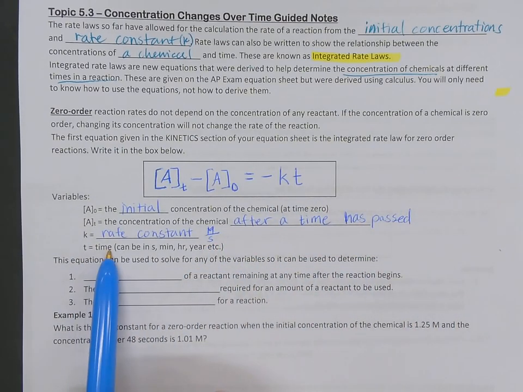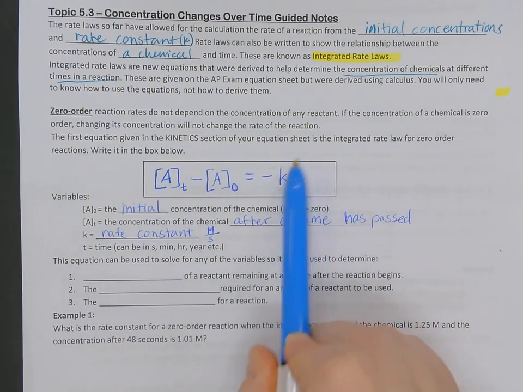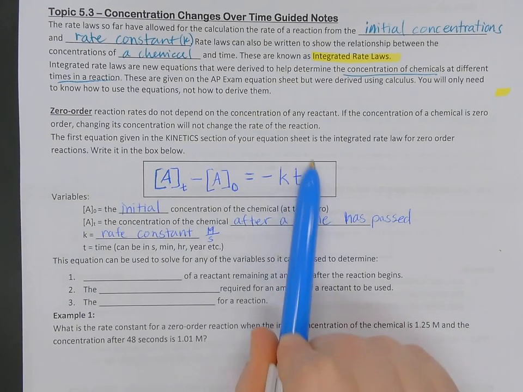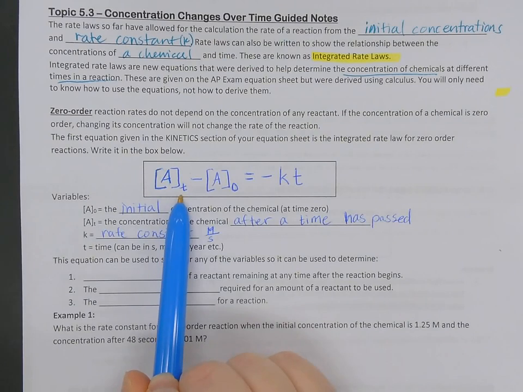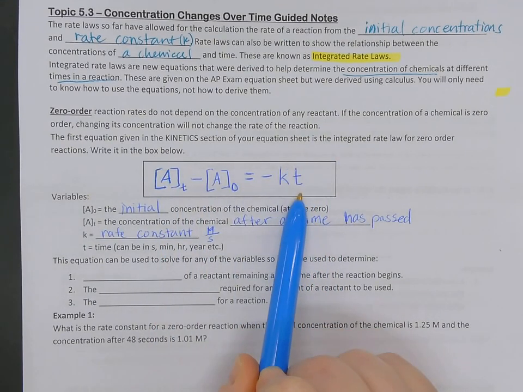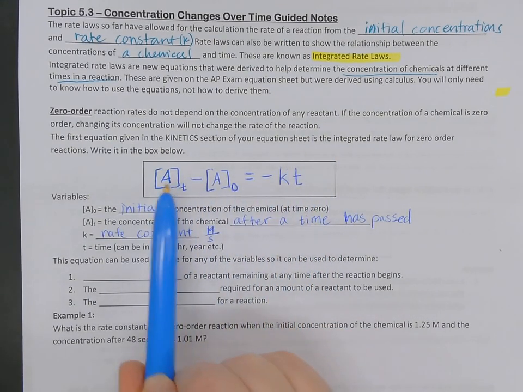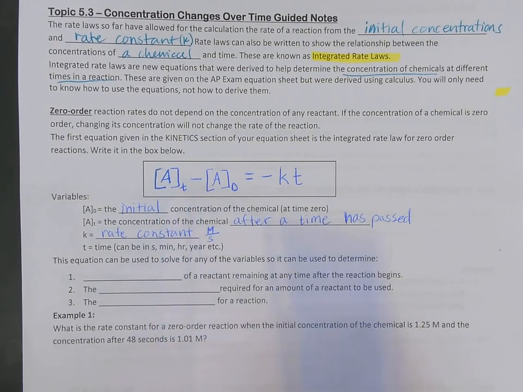And then your time is T. So whatever time this is, say this is the time after 30 seconds, this would be your concentration at 30 seconds. If your time was 50 hours, then this would be your concentration at 50 hours.